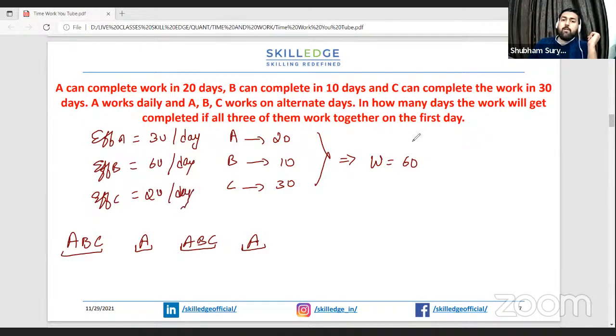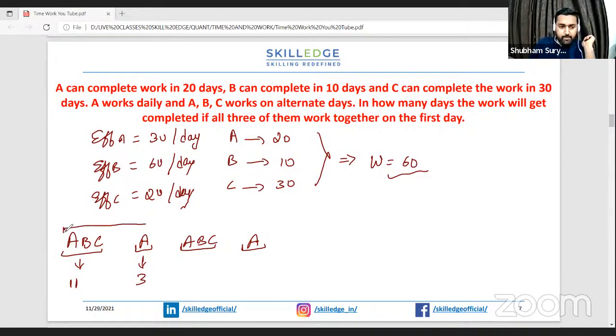Now, a total of 60 units of work needs to be completed. On the first day, all three of them work together. It means on the first day, how much work will get completed? 6, 7, 8, 9, 10, 11. So 11 units of work will get completed on the first day. On the second day, only A performs. So A does 3 units of work. It means 11 plus 3, 12, 13, 14.